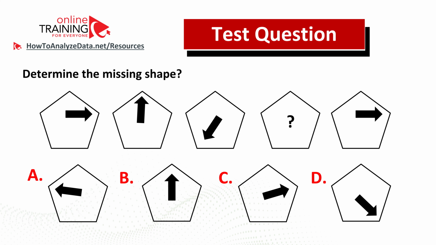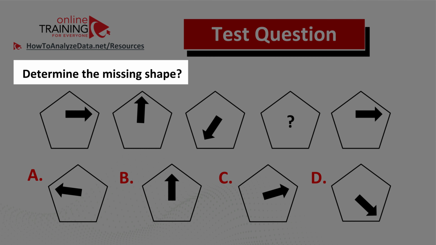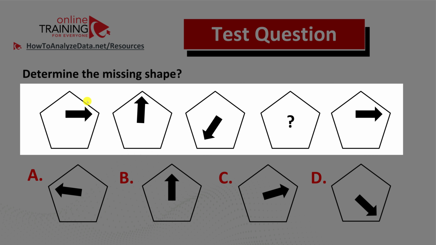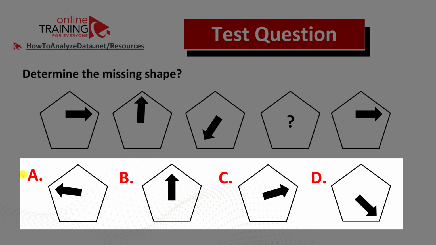Let's look at the interesting and tricky question we frequently see on the test. Determine the missing shape. You're presented with the sequence of 5 shapes. All of them are pentagons, and in each one, an arrow points in a different direction. There are 3 shapes with arrow. The 4th shape has a missing arrow, and this is what you need to determine. And then there's also a 5th shape. And you have 4 different choices. All of them contain pentagons with arrow pointing in a different direction.